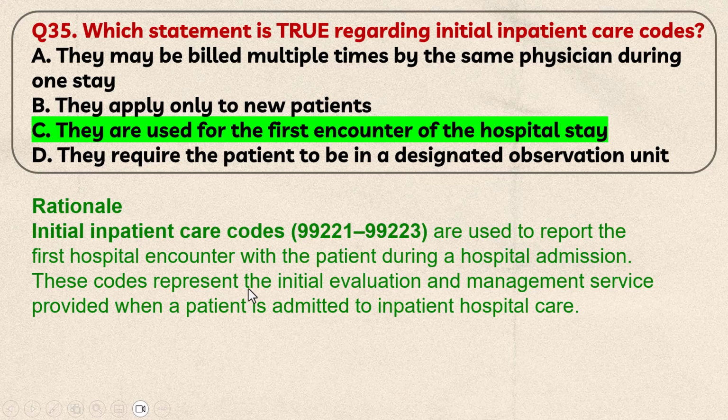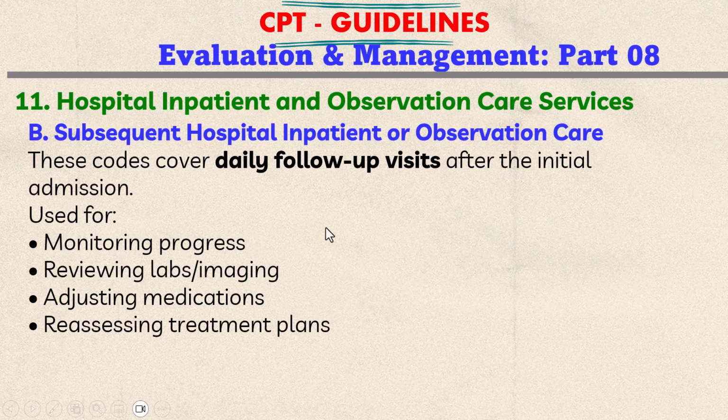These codes represent the initial evaluation and management service provided when a patient is admitted to inpatient hospital care. Second part, subsequent hospital inpatient or observation care. These codes cover daily follow-up visits after the initial admission. They are used for monitoring progress, reviewing labs or imaging, adjusting medications, and reassessing treatment plans.